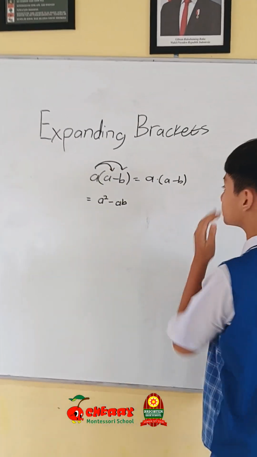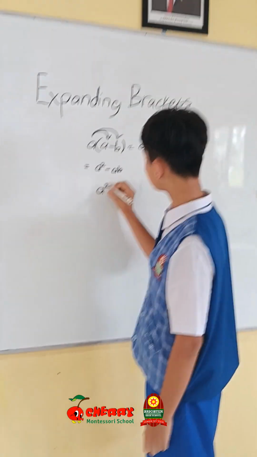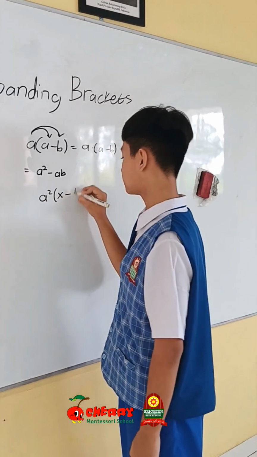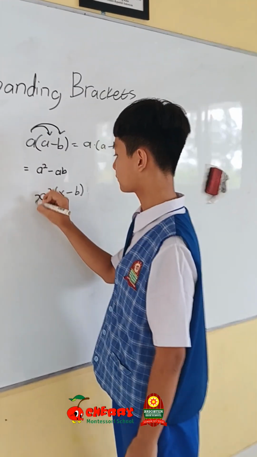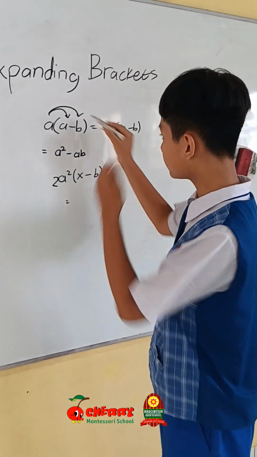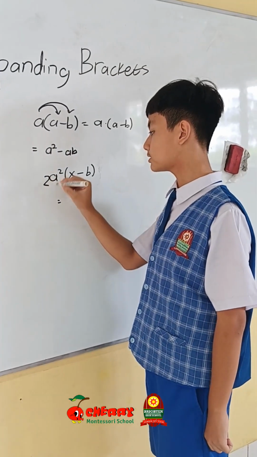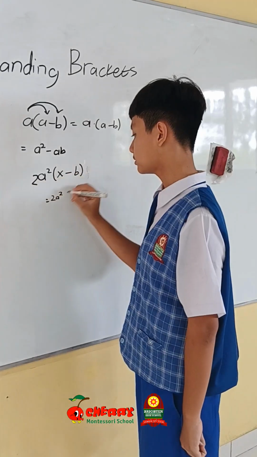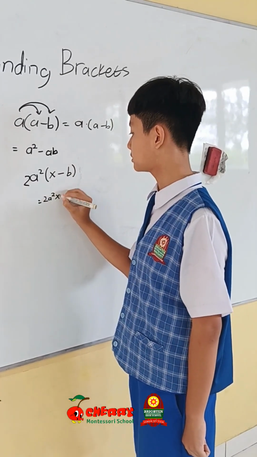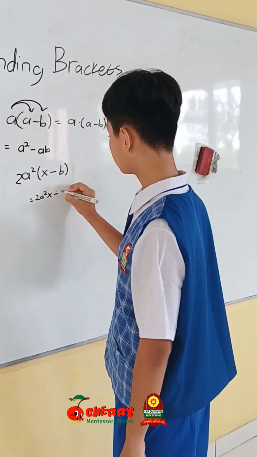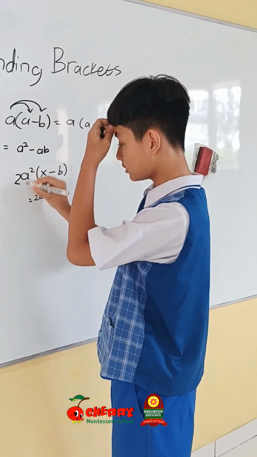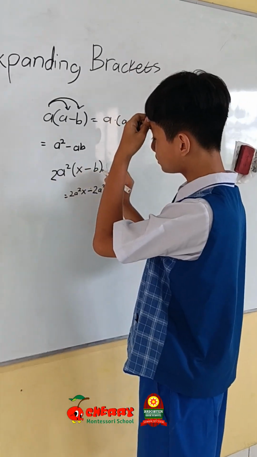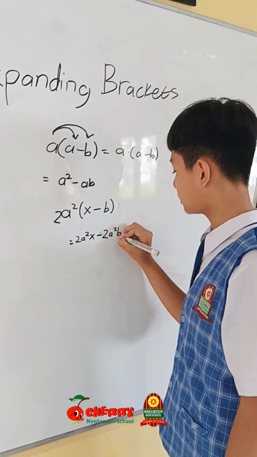Another example is when you have 2A outside with different variables. What you need to do is still the same, but the only thing you need to add is the number 2 here. So 2A times x, since there's x here, and then you add 2A times b, because they are both different.